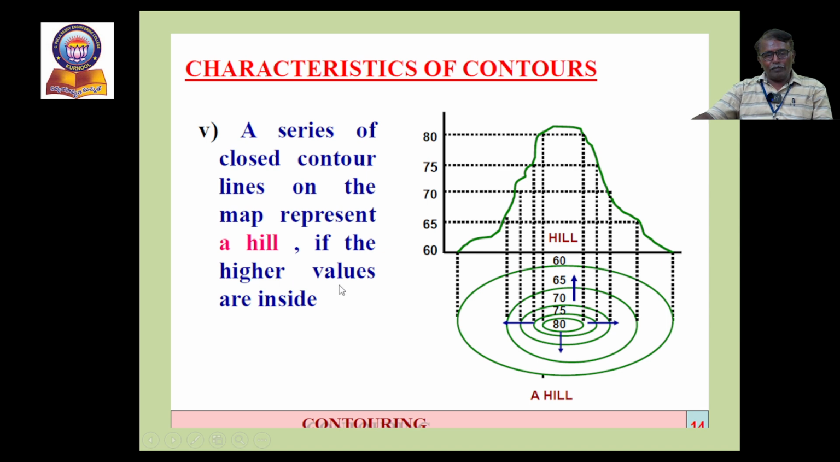If the higher values are inside, you can see on the hill it is 80 meters. The contour interval taken here is 5 meters, so 75. The next contour is 75, the next is 70, 65 and 60. So graphically it is represented. These circular lines indicate the contour map. Closed contour lines with a higher elevation in the middle indicate a hill.